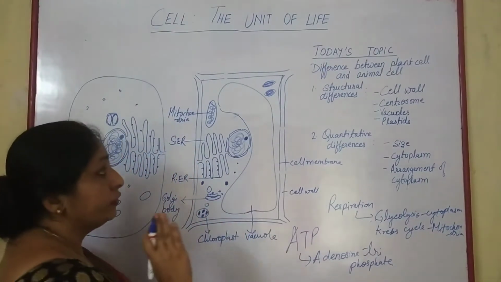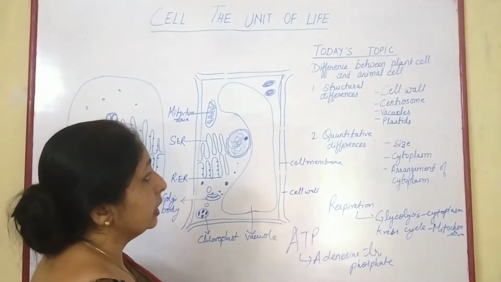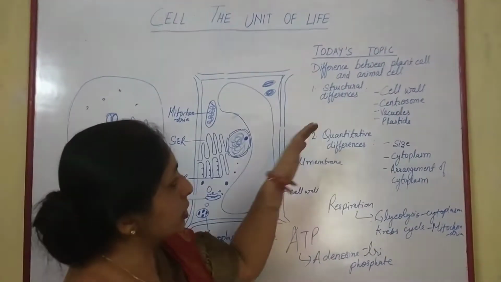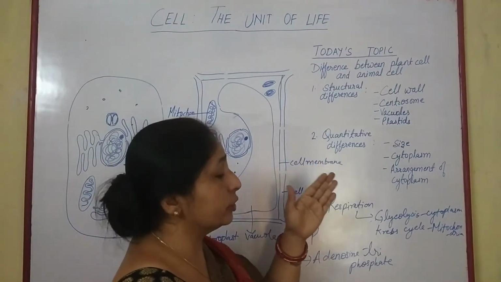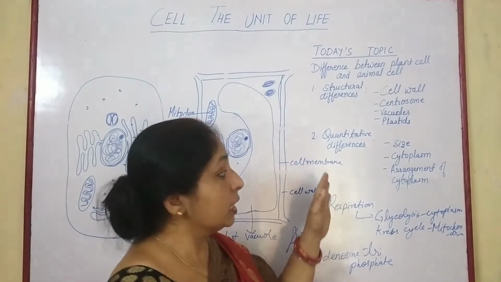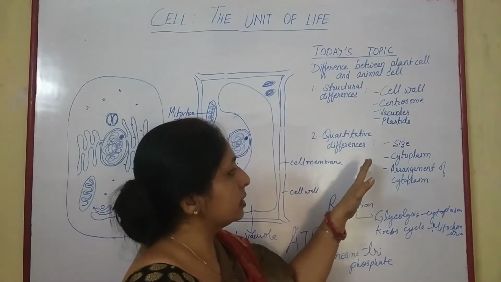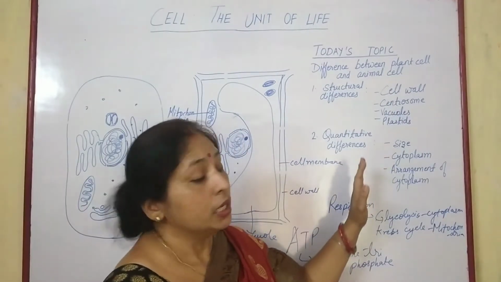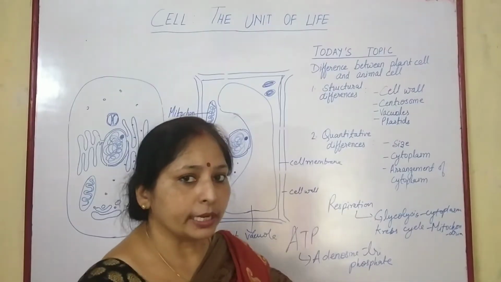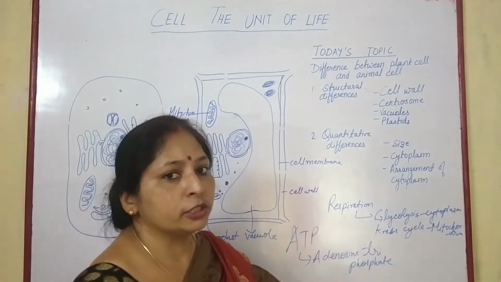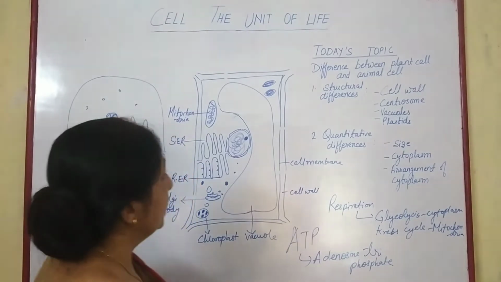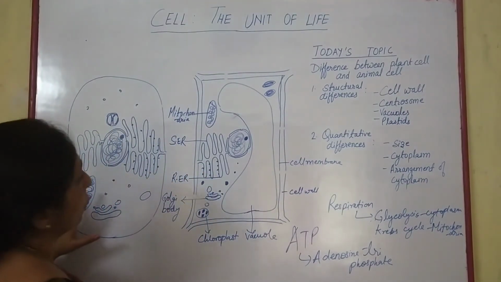Today we will discuss the difference between plant cell and animal cell, and the differences will be based on structural differences, that is the cell wall, centrosome, vacuoles, plastids, and the quantitative differences, that is the size of the cell, the amount of cytoplasm present, and the arrangement of cytoplasm in the cell. So let's start with the first topic, that is the cell wall.